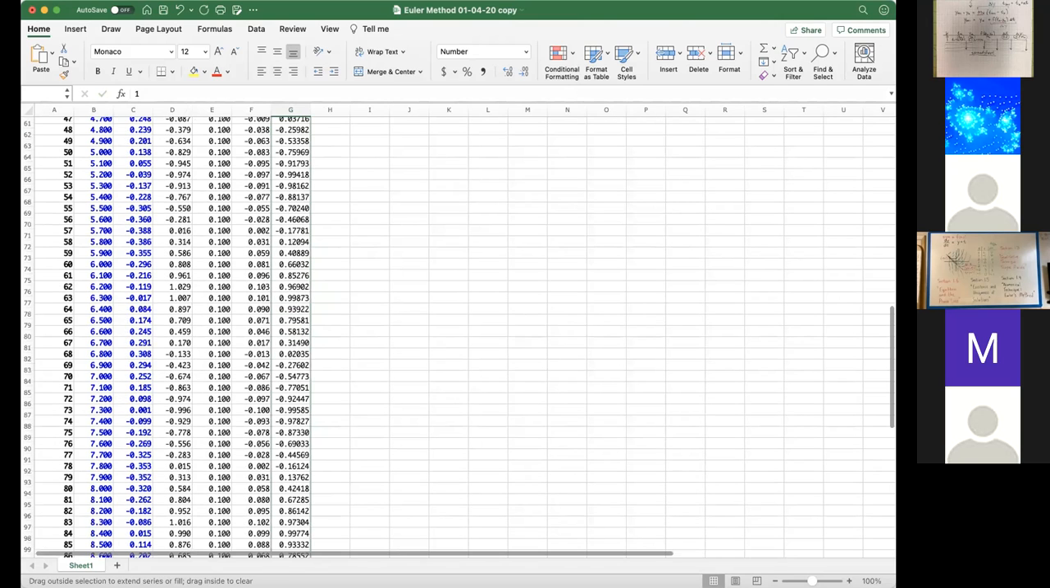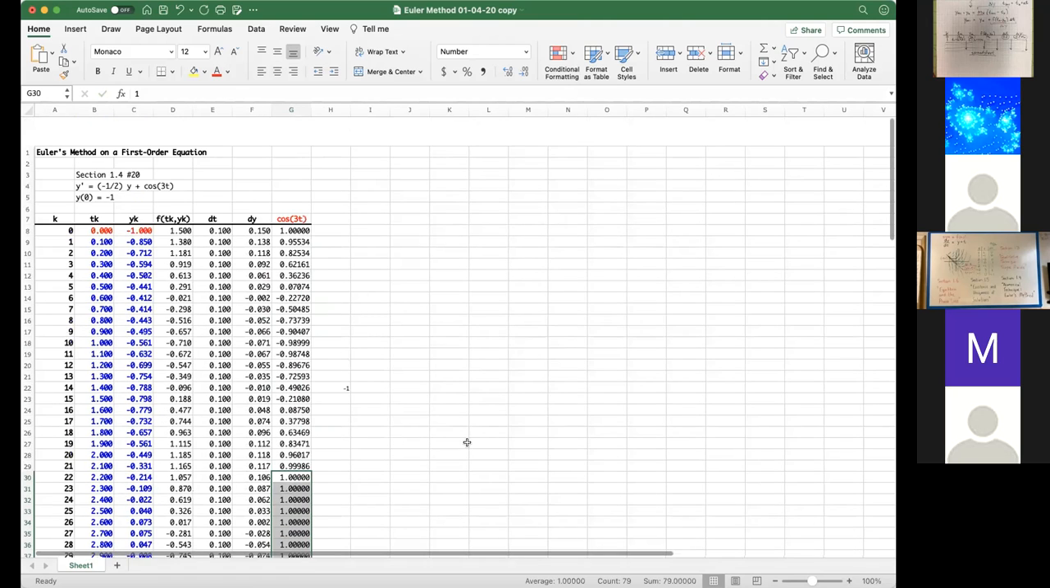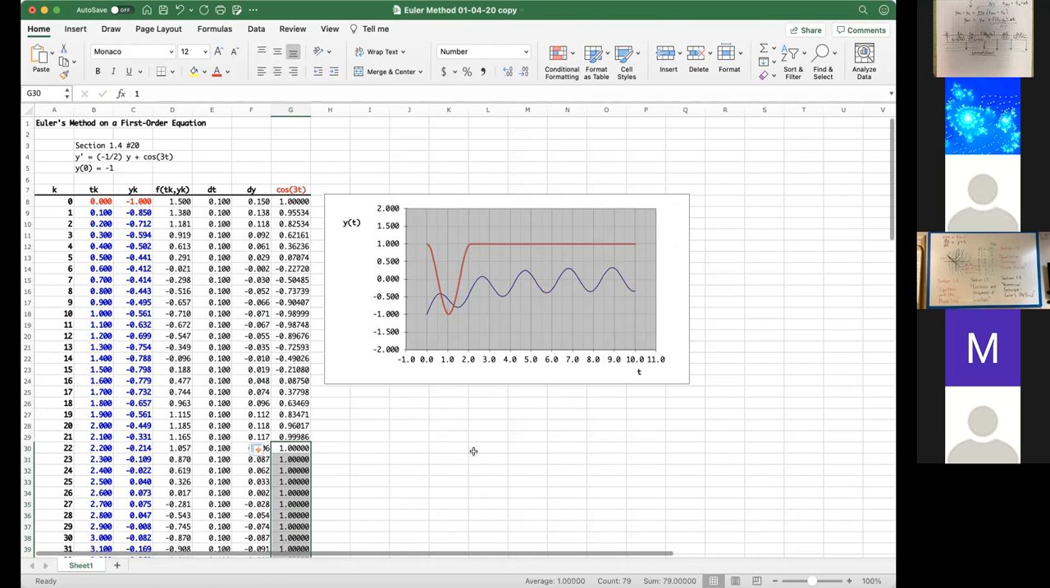Let's see what happens to the blue solution. If I suddenly say, stop wiggling, cosine, and make it all 1. Well, that's interesting. The cosine stopped wiggling and became all 1. The blue wiggle didn't change. Do I need to update my spreadsheet?